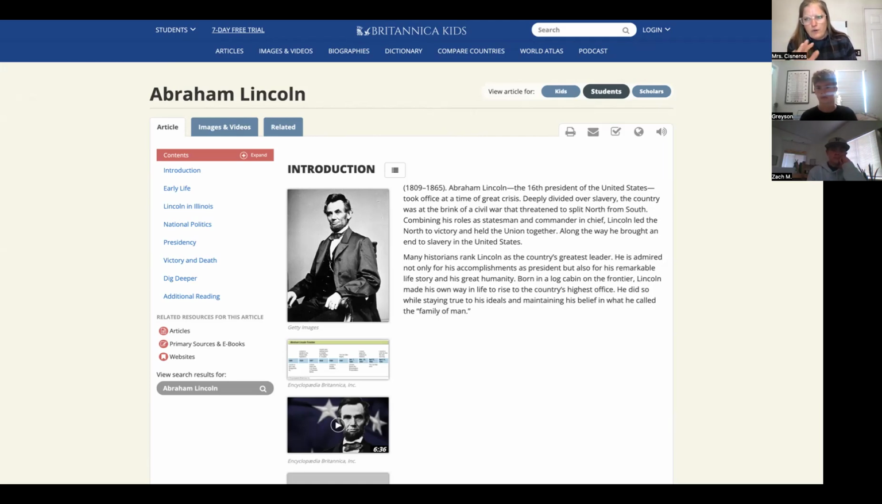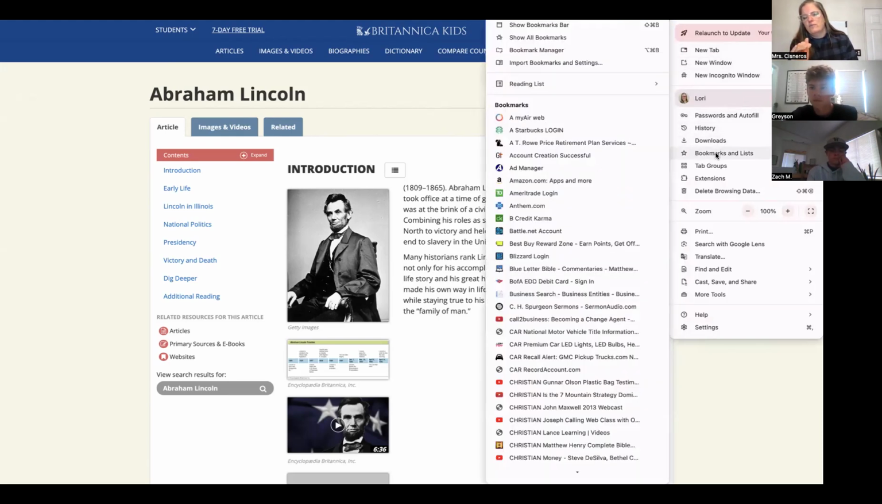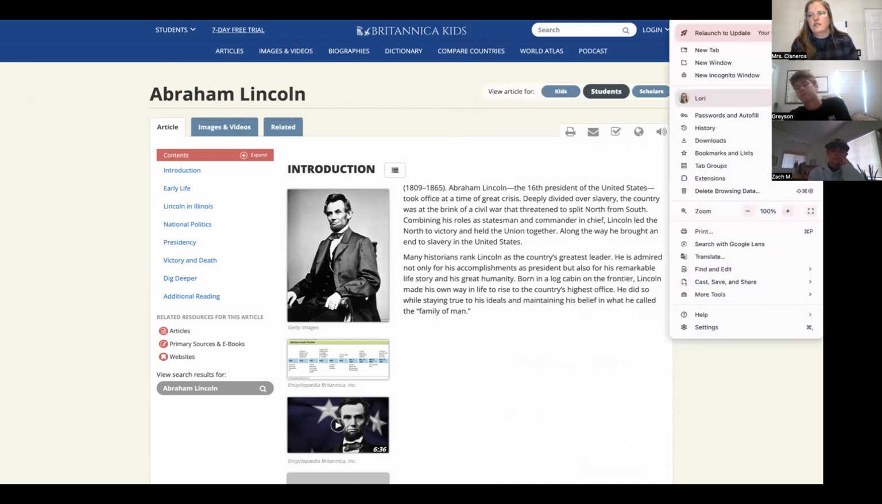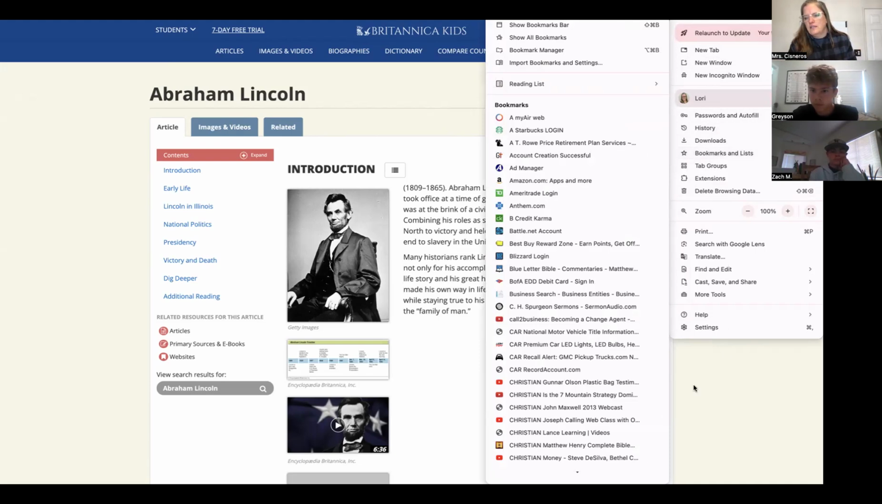Do you see at the upper right of your search bar, there's also three dots in a row? Okay, go ahead and click those three dots in a row. And if you scroll down, you should see the star partway down. And then it'll say bookmarks and lists. You guys see that on yours? I have a lot. No, you don't. Okay. So the three dots, if you click on it, you should see things like new tab, new window, new incognito window, passwords and autofill. If you keep going down, you should see bookmarks and lists.